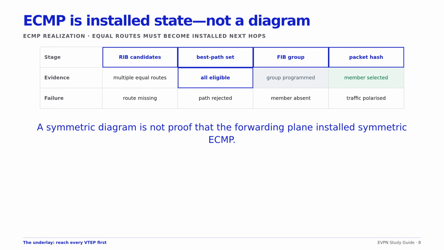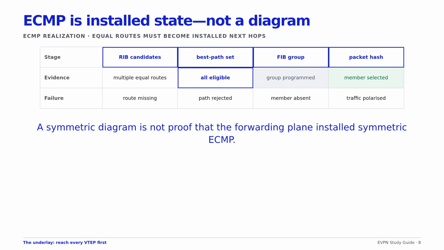A flow diagram suggests several equal paths. It does not prove that the router installed them. Protocol selection, administrative distance, maximum path settings, next hop resolution, and hardware limits determine the forwarding entry. Inspect the route to a remote VTEP and count the resolved next hops. Then inspect the forwarding, or ASIC, next hop group. Traffic is normally assigned by a flow hash, so equal cost does not imply equal packet counters at every instant.